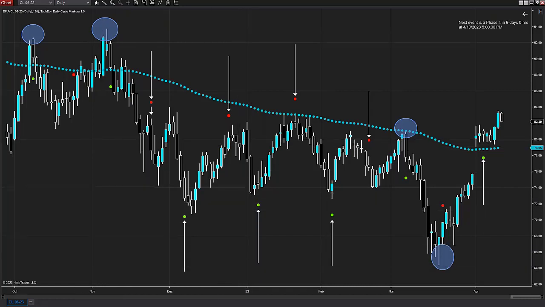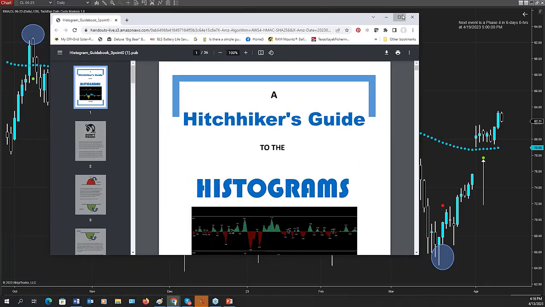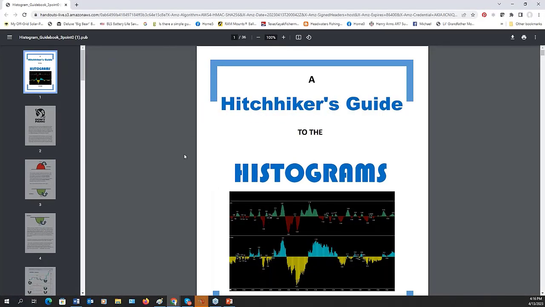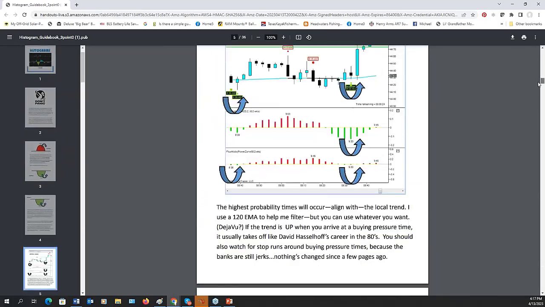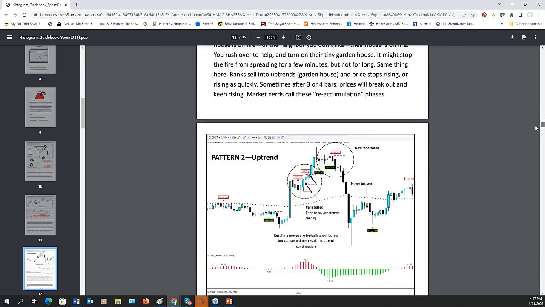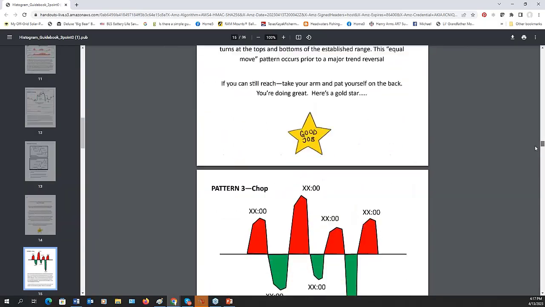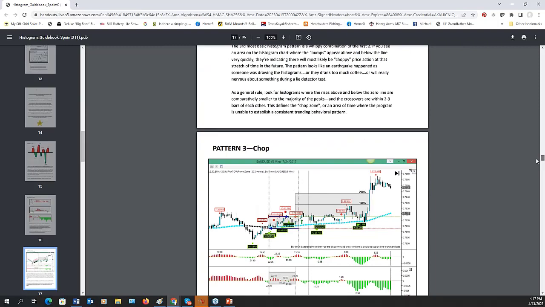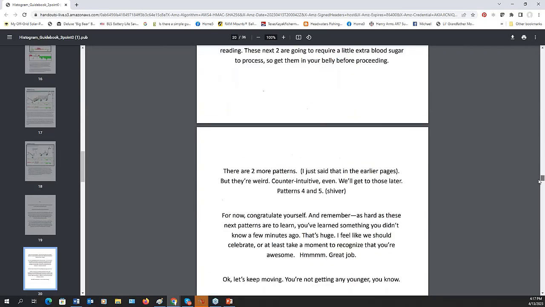In your GoToWebinar handouts section, you'll see a book posted now for at least the last 6 years. It's called A Hitchhiker's Guide to the Histograms. Over the last 15 years or so, we've documented several patterns that predict reverse polarity at the predictive times. Say that 10 times fast. Reverse polarity at the predictive times.